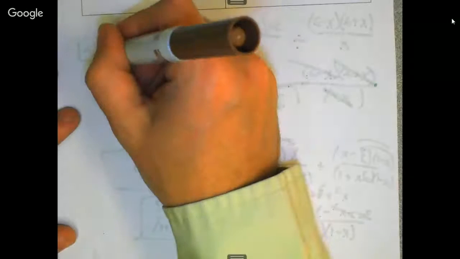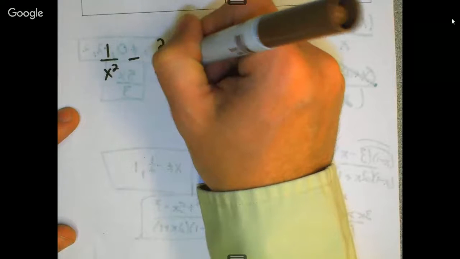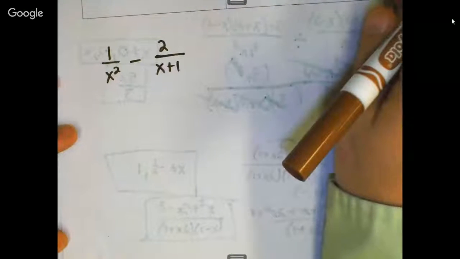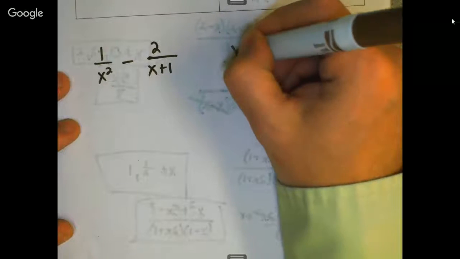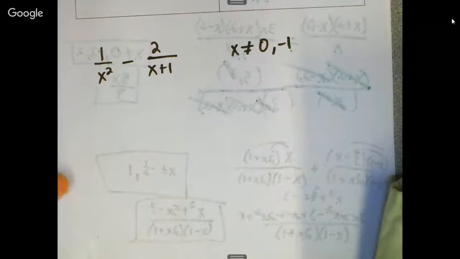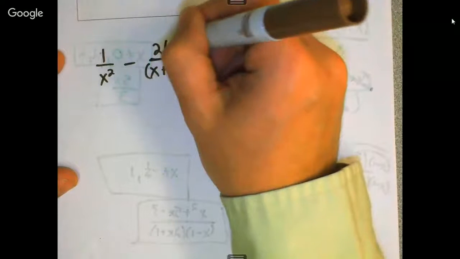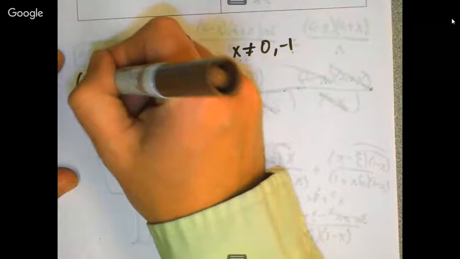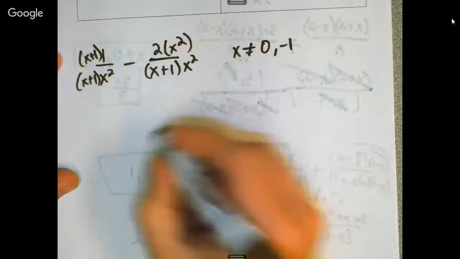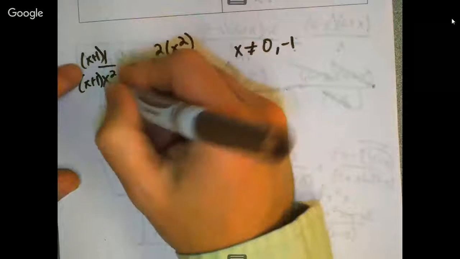So let's look at a subtraction one because subtraction gets a little hairy. So we have 1 over x squared minus 2 over x plus 1. So everything is factored out. You're going to restrict the domain. So x cannot be 0 here and minus 1 there. Okay. Find a common denominator. So that means an x squared, that means an x squared, x plus 1, x plus 1. So you have x squared, x plus 1 on the bottom. In the top, you have x plus 1.